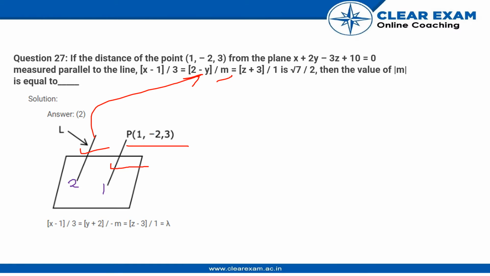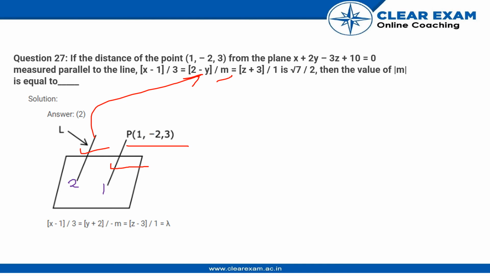Let's see. We have this line, (x-1)/3 = (y+2)/(-m) = (z-3)/1 = lambda. So what we have done is we have taken a point and taken the direction ratios from this line. So this is the line equation: x-1 by 3 from here, y+2 upon -m, because minus m is the direction ratio in this case, and z-3 upon 1 is equal to lambda.